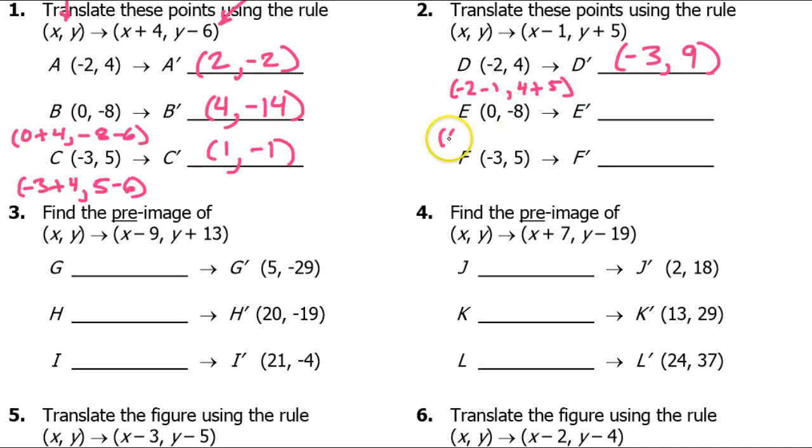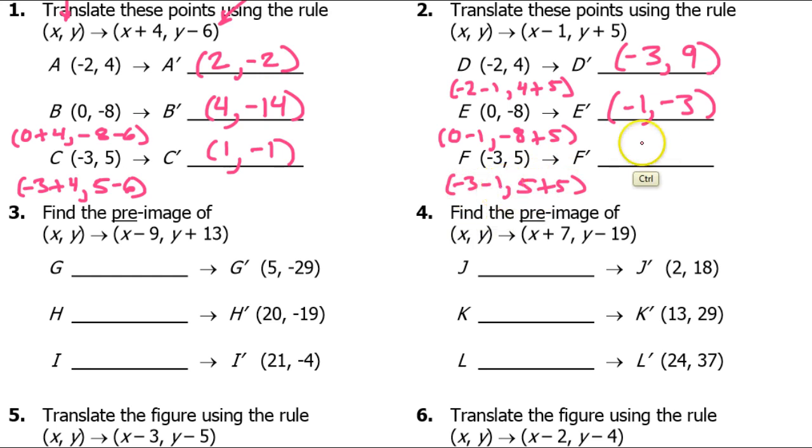Okay, just doing that again. For this point we will have 0 minus 1, and we will have -8 plus 5. So 0 minus 1, that's -1, and -8 plus 5 is -3. Now on this point right here, I'm going to have -3 minus 1, and then I'm going to have 5 plus 5. -3 minus 1 is -4. 5 plus 5 is 10.